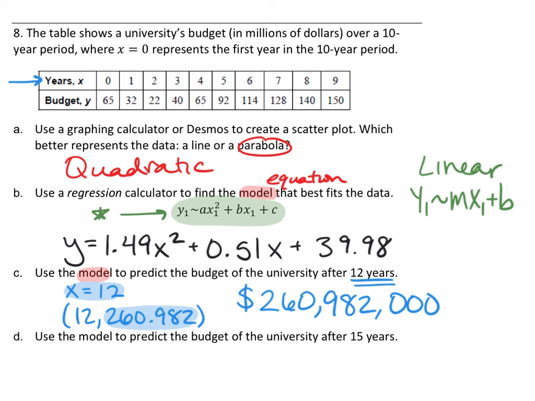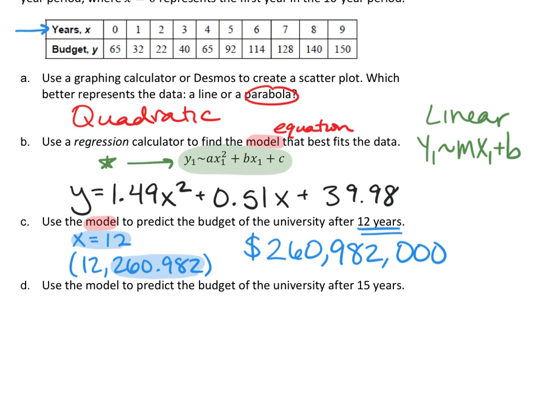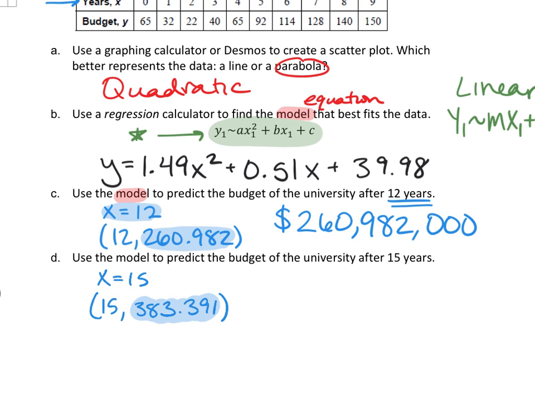Okay, you guys have part D. I want you to use the model, which is the equation, to predict the budget of the university after 15 years. If it wants me to predict in 15 years, I just change that x value from 12 to 15. My coordinate point now tells me 383.391 for y, which is $383,391,000.